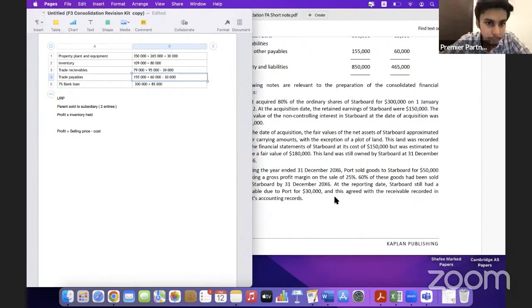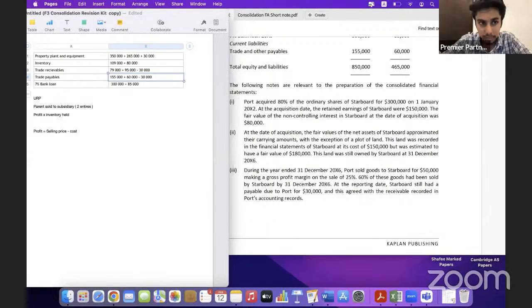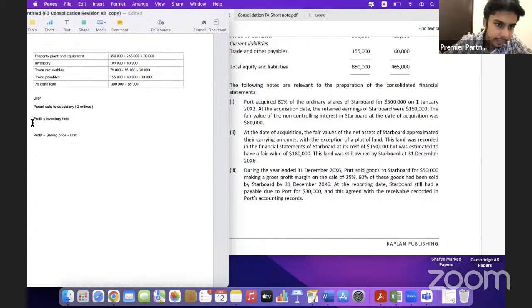Okay, now guys, let me teach you how to do this thing called URP. So guys, what's URP once again? That's where one party sells to another party by keeping a profit. And if the other party can't sell it successfully to an outsider, that's what we call URP, which is unrealized profit. Now, guys, remember, when it comes to URP, first learn how to calculate it. Now, guys, this is the equation that I normally use to calculate my URP.